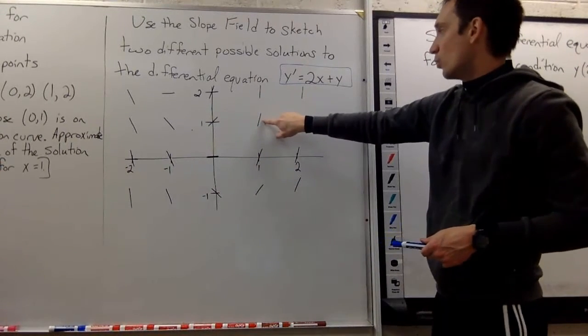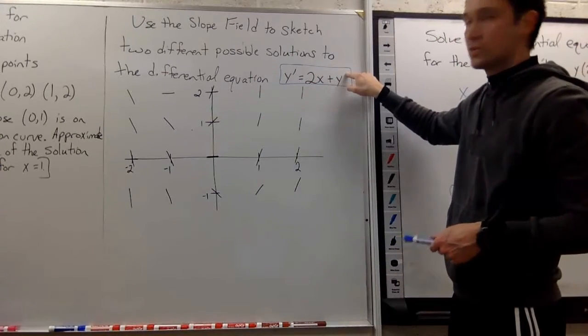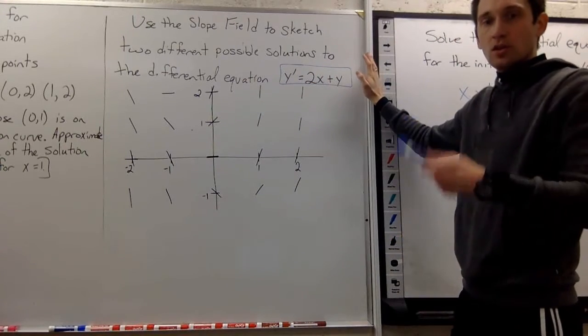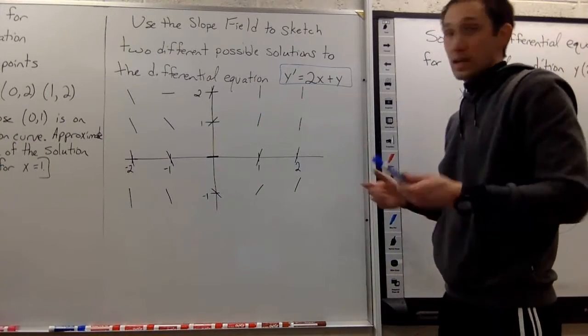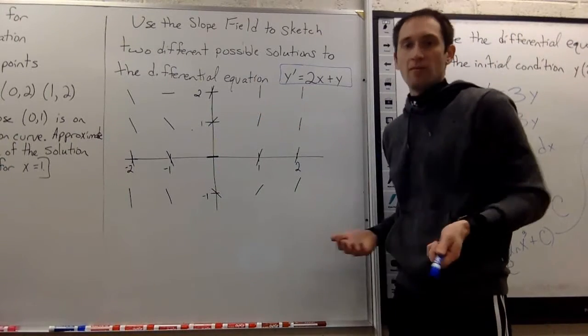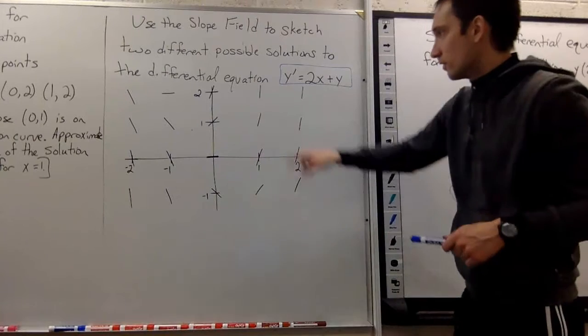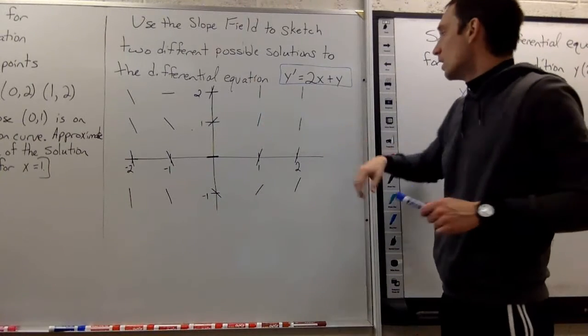Right up here at 1 comma 1, you have 2 times 1 plus 1 is 3. So y prime equals 3. The slope of your solution is 3 at 1 comma 1. You might not actually have a point at 1 comma 1, but if you do have a point at 1 comma 1 on the solution curve, the slope there will be 3.